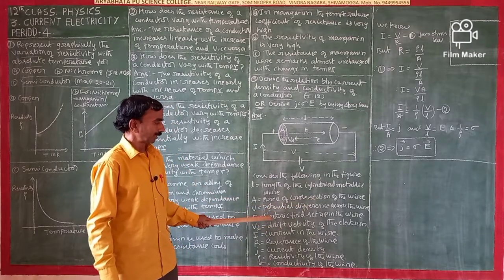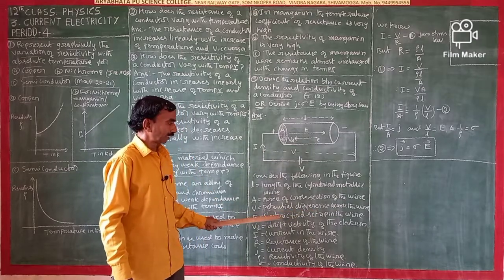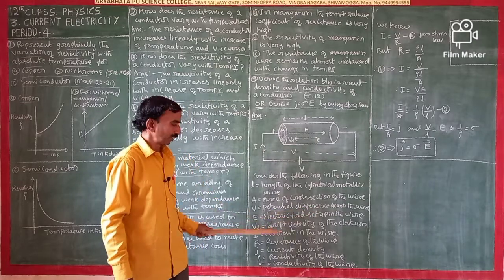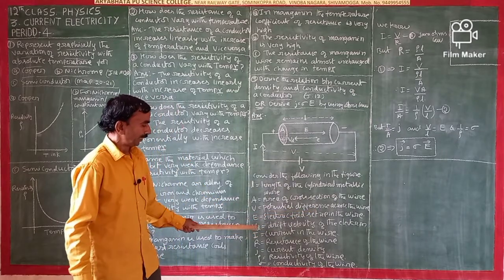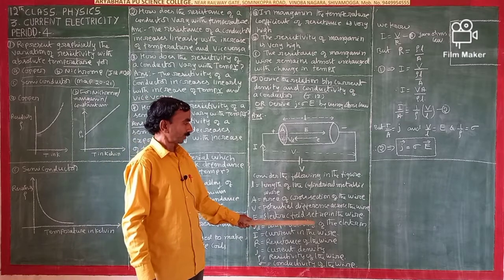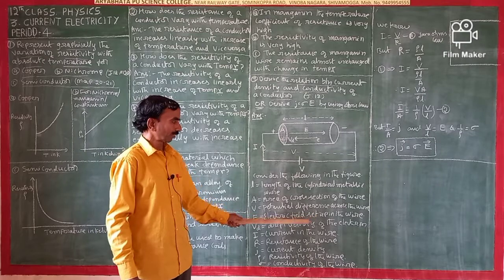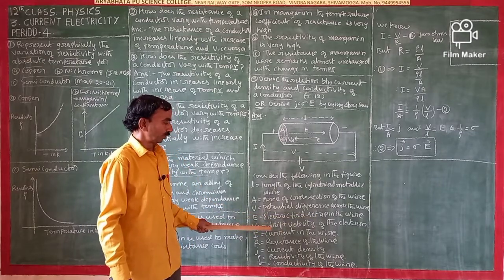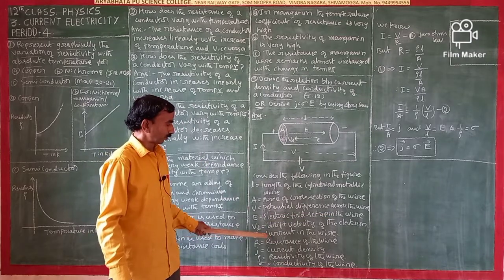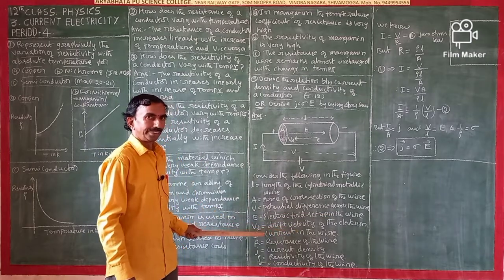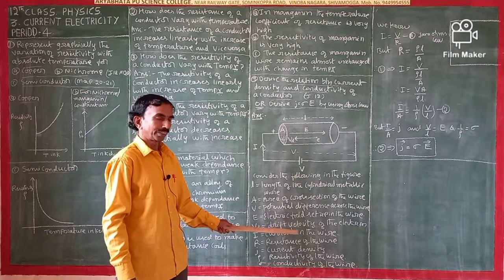E is equal to electric field set up in the wire. Vd is equal to drift velocity of the electron. I is equal to current in the wire.